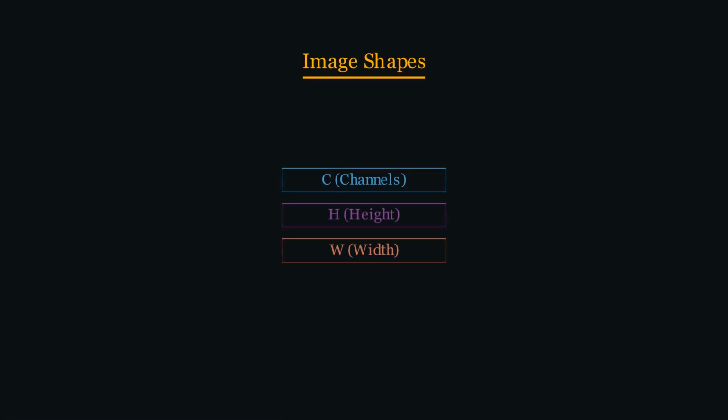A single color image is usually stored as a three-dimensional tensor, with the shape channels by height by width. The three channels are usually red, green, and blue, and height and width are just the image's pixel dimensions. For a small color photo, that might be 3 by 224 by 224.